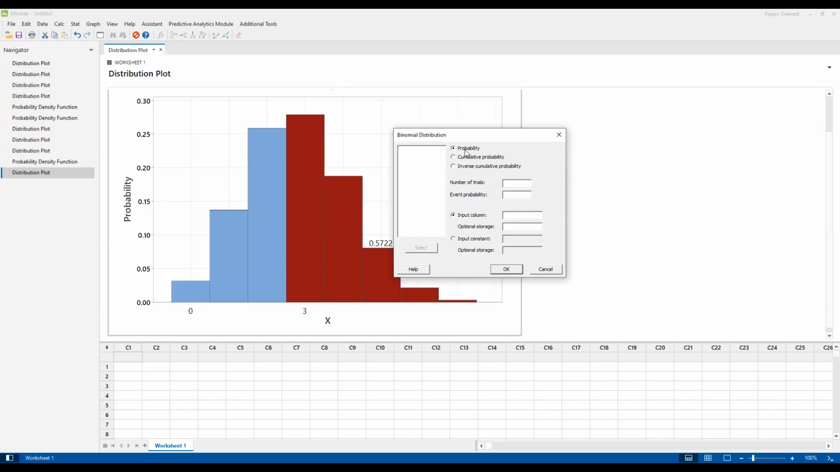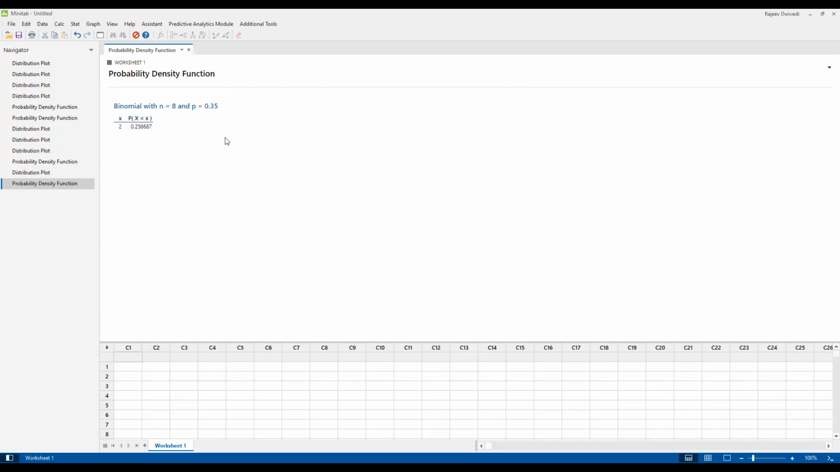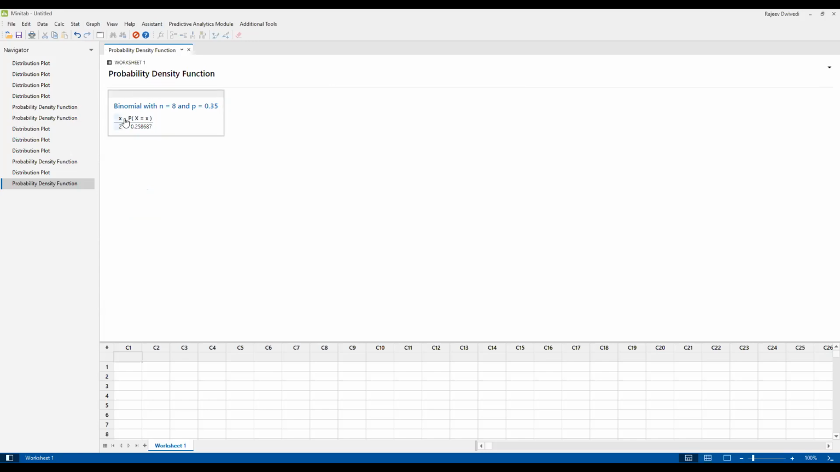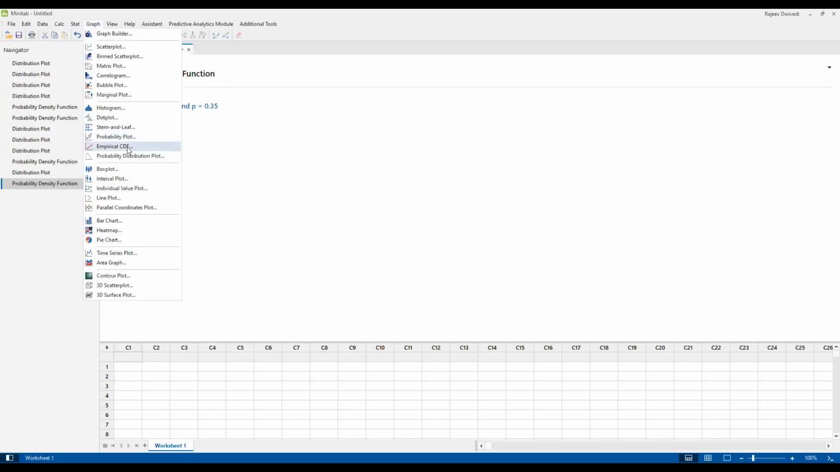I'm just going to use probability because our case is exactly 2. Number of trials, I took 8. Event probability, I took 0.35. And now I have to input the constant, which is 2. Now you can see the answer right here on my screen. You can visualize this probability in the graph, and you can get the numbers using the calculator. But the graph gives a clearer picture of what it means.